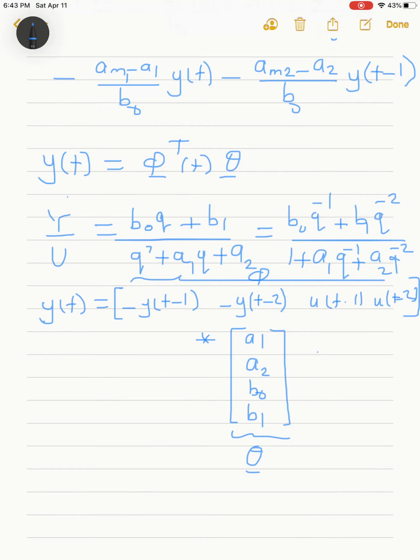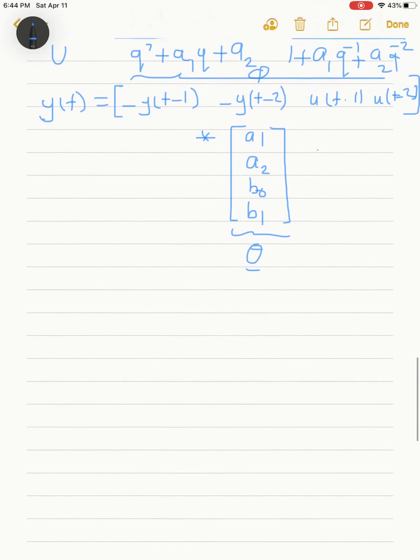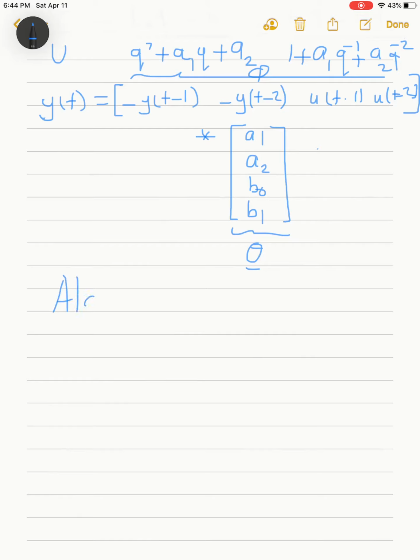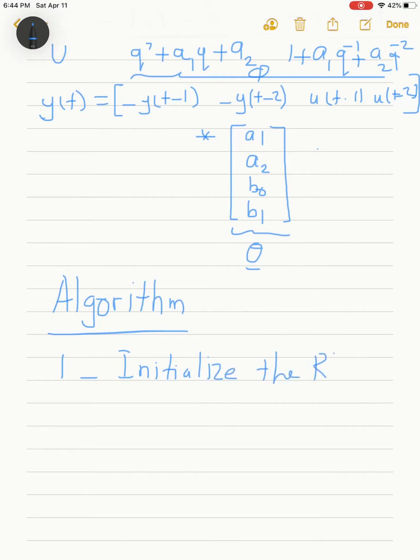So now we can implement the self-tuning regulator algorithm. So let's see the algorithm. The first step is to actually initialize the recursive least squares using some initial values for the parameters and the corresponding covariance matrix P of 0. So this is the first step.